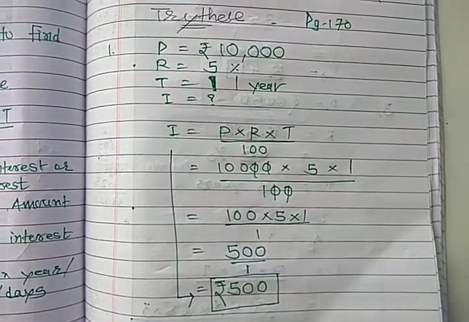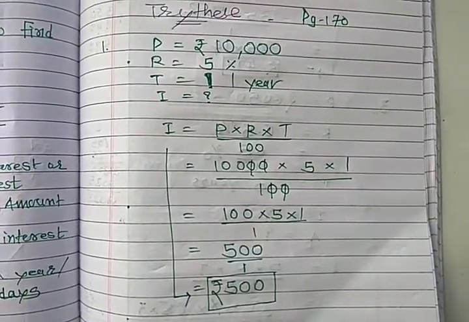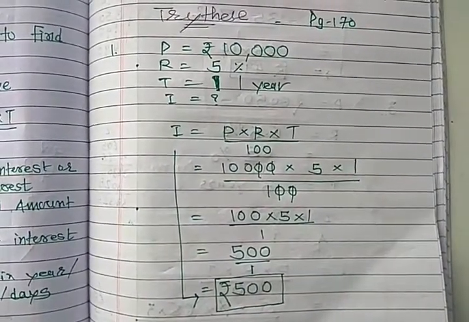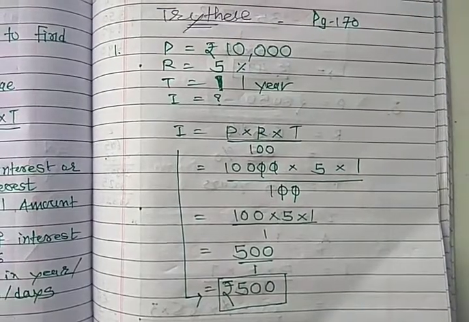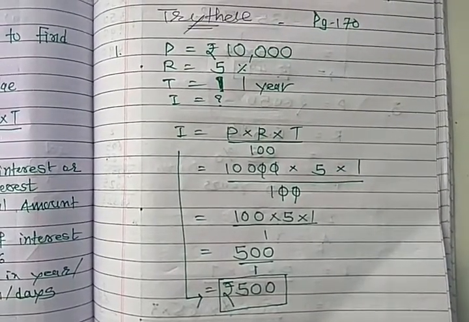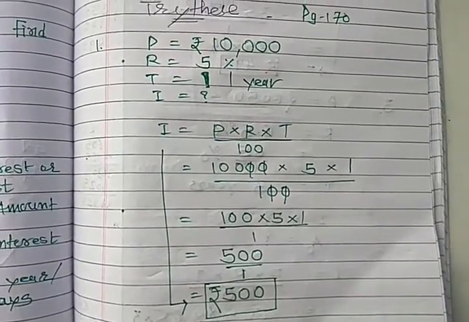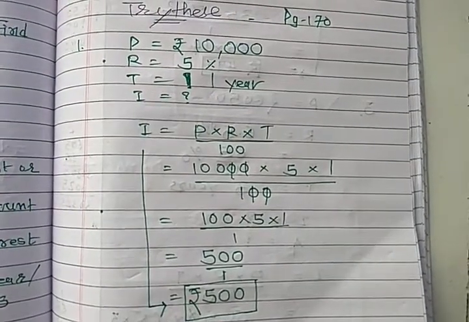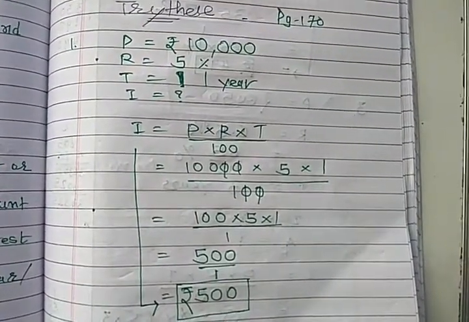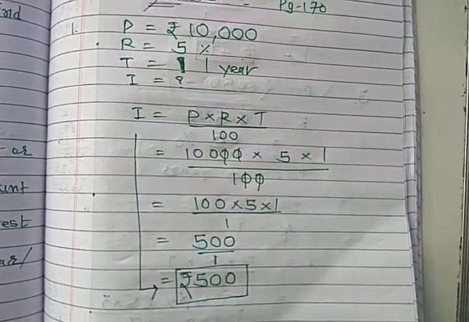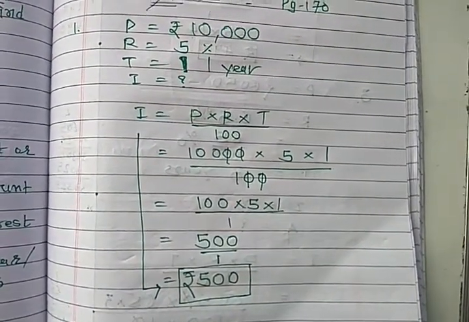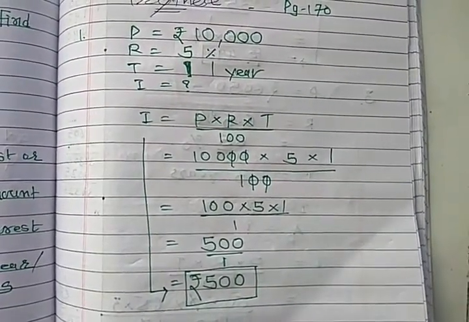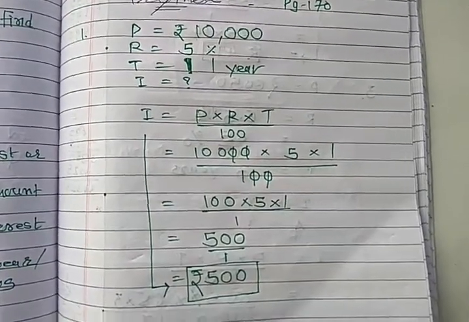The principal amount 10,000 rupees is invested at 5% interest at the rate per annum, per annum means 1 year. Find the interest at the end of 1 year, right? So now you see, 10,000 rupees is invested, means principal amount is 10,000 rupees. Rate of interest is given in percentage, 5%, and term 1 year. Here you have to find only the simple interest, not the amount. So you put in the first formula I equal to PRT upon 100, right?